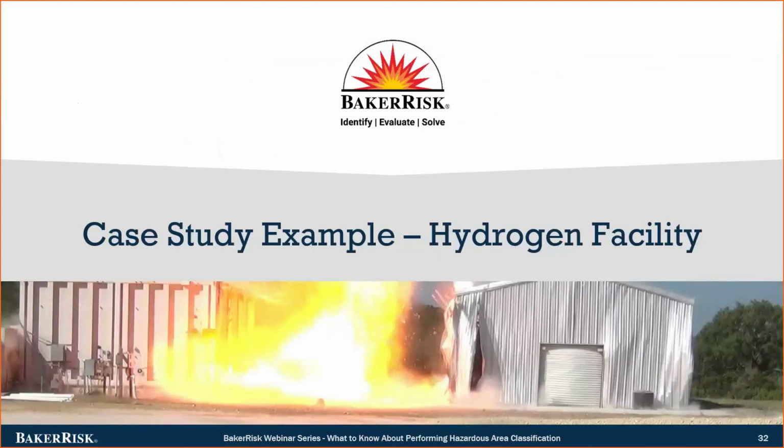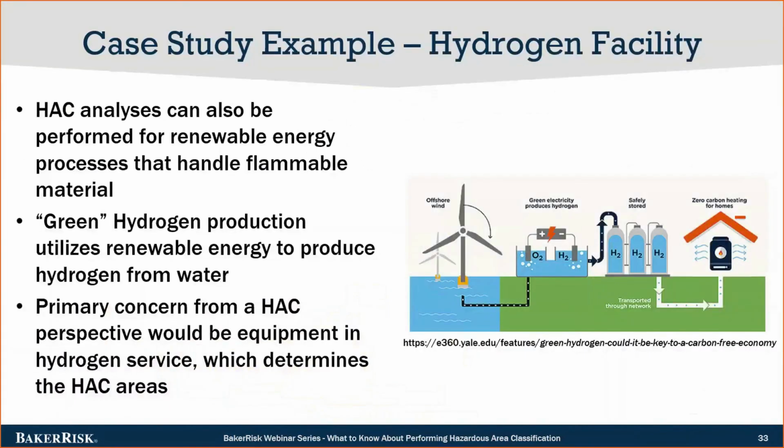And another example we'll talk about using a hydrogen facility. As the world is looking to alternative energy sources, the principles of hazardous area classification can still be applied to a wide variety of industries. So in this example, we'll be talking about a green hydrogen facility where the production utilizes renewable energy to produce hydrogen from water via electrolysis. So you can see in the schematic to the right, we have a renewable energy source, in this case, offshore wind, which is used to power the electrolysis process where we can generate hydrogen from water.